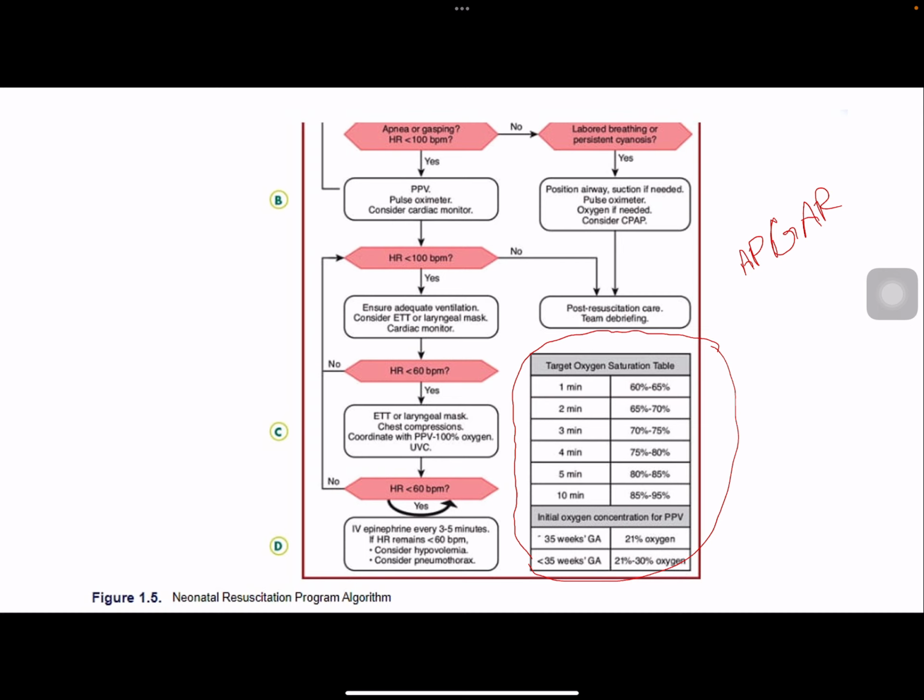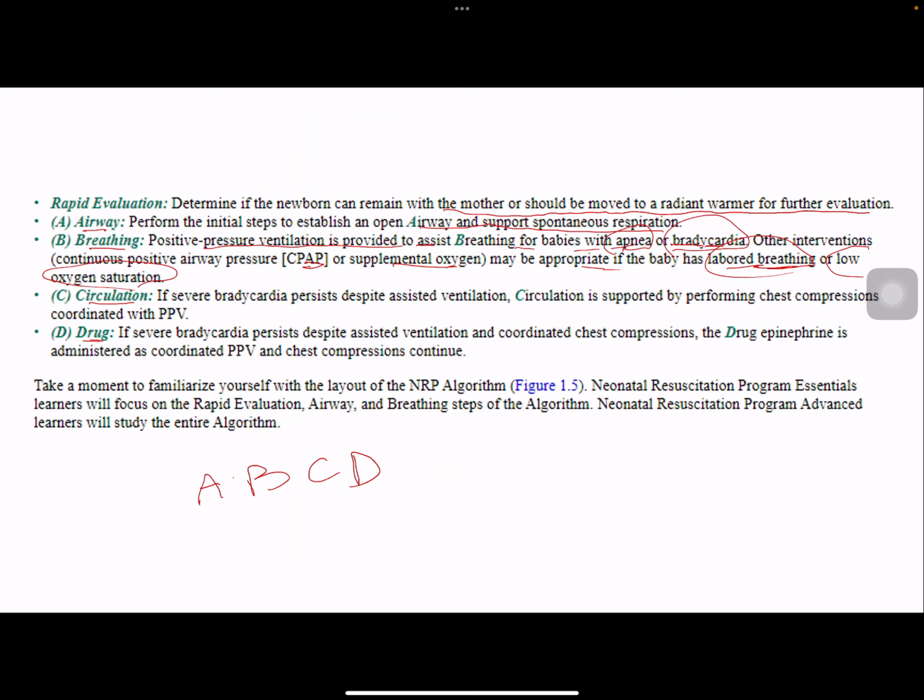All right. And the initial oxygen concentration for PPV for babies who are 35 weeks gestational age and more, it's 21% oxygen, and less than 35 weeks gestation, it is 21 to 30% oxygen.